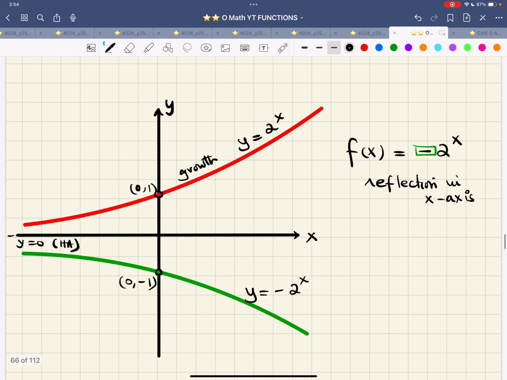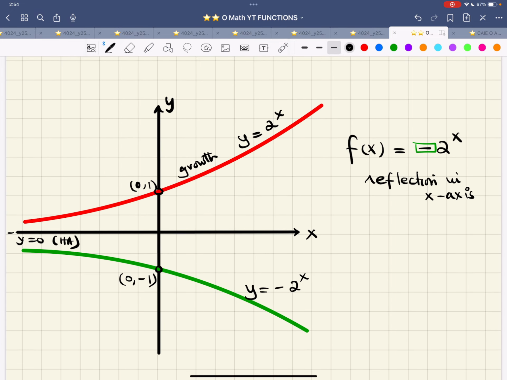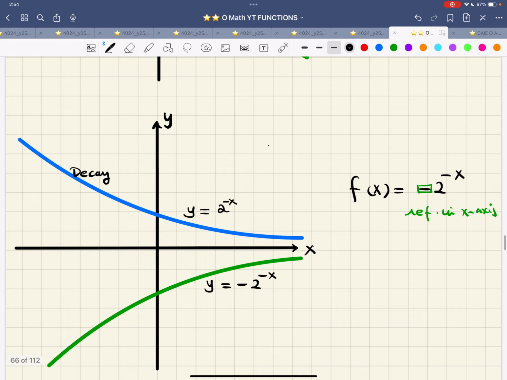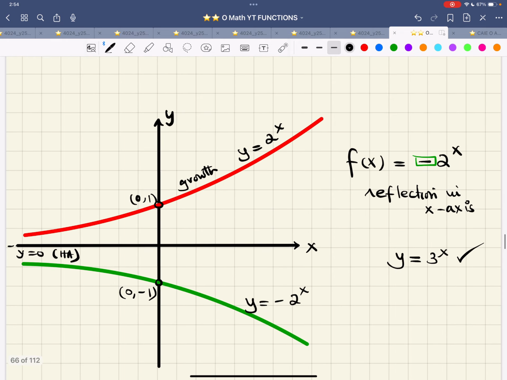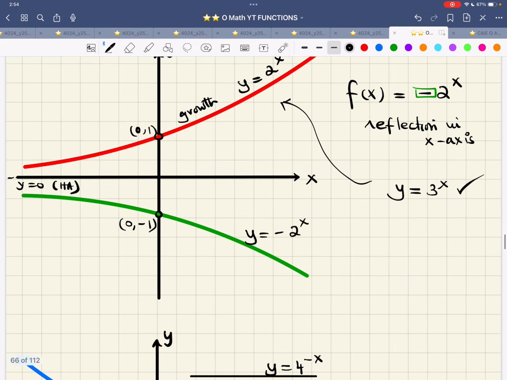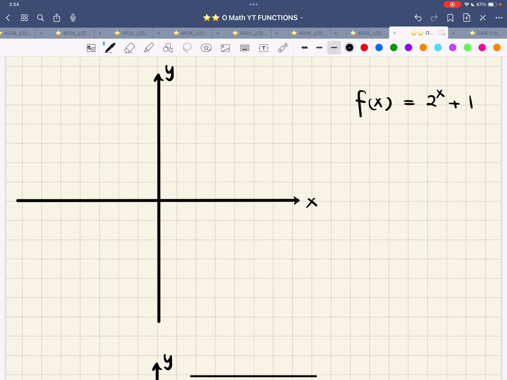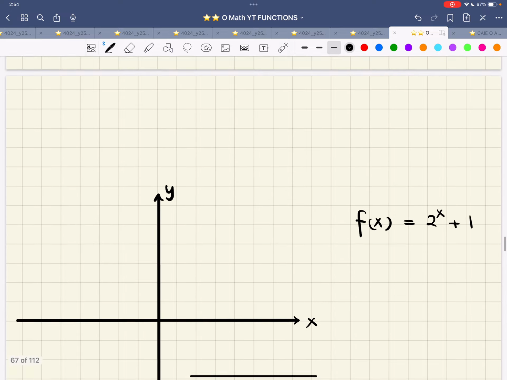Now keep in mind, it doesn't make a difference what the base is as long as it fulfills the criteria. If I were to draw y equals 3^x, it would still look the same. If I were to draw y equals 4 raised to the power of negative x, it would still look the same, except it would be a bit steeper. But for sketching purposes, it doesn't make a difference. Okay. So now let's do some translation, some vertical shifting up and down.